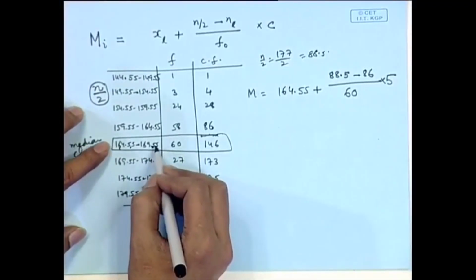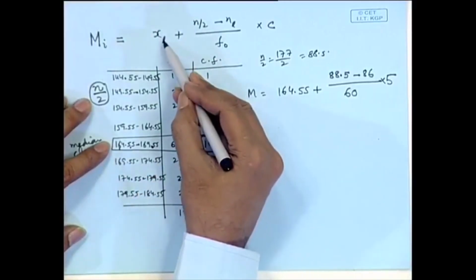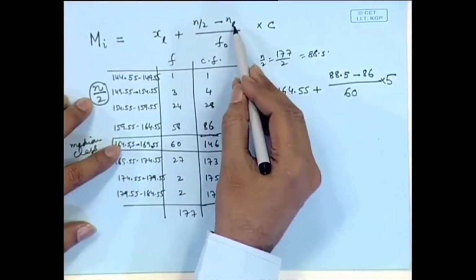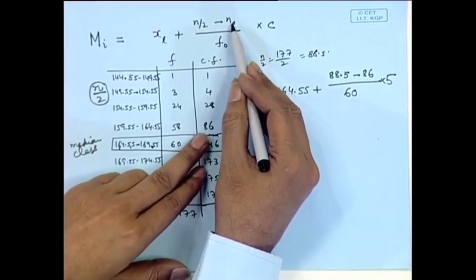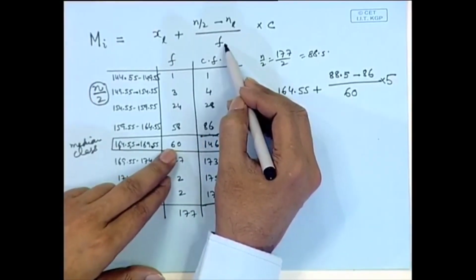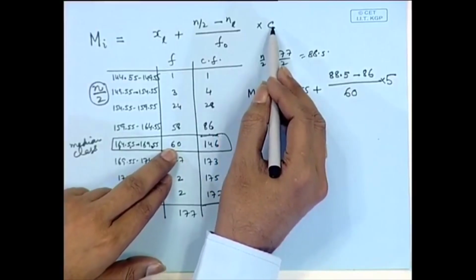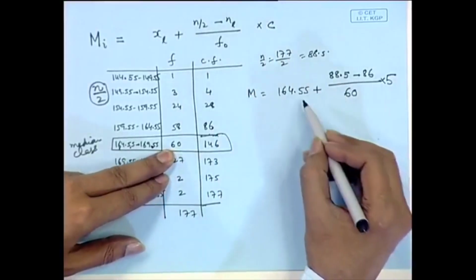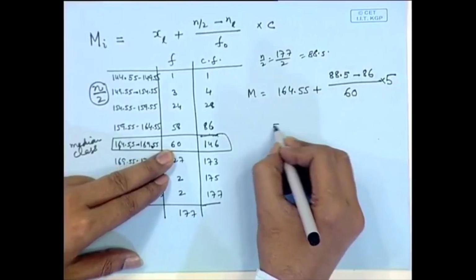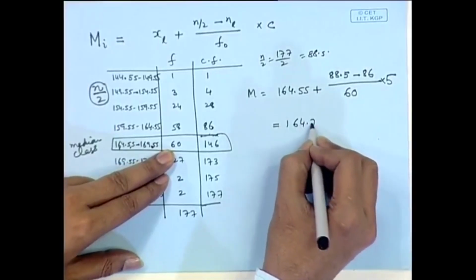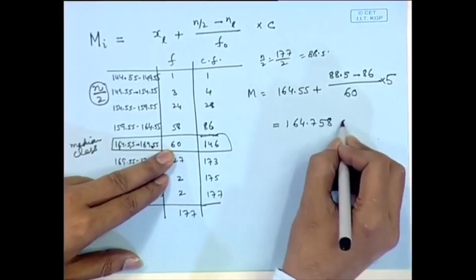Now, when we identify the median class, x L denotes the lower limit of that class, n L denotes the cumulative frequency just before that class, f naught is the actual frequency of that class and C is the length of the class interval. So, once we substitute these values, this value turns out to be 164.758 centimeter.